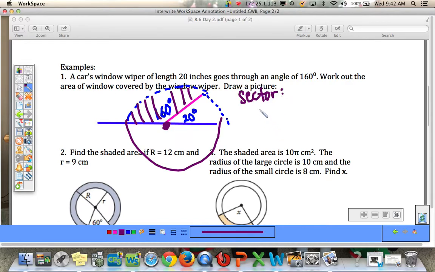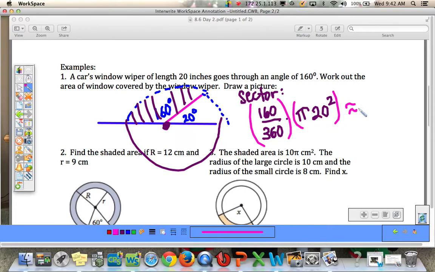And again, we know that that is our angle over 360 times pi times the radius squared. Here the radius is 20. So you can type that in your calculator. Again, you might want to use parentheses around each of these parts. And your answer is about 558.5 inches squared. So that would be the area of this sector of the circle.